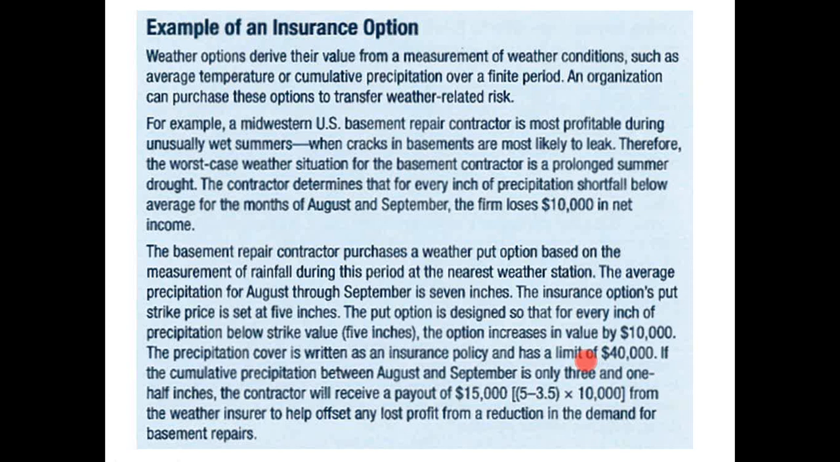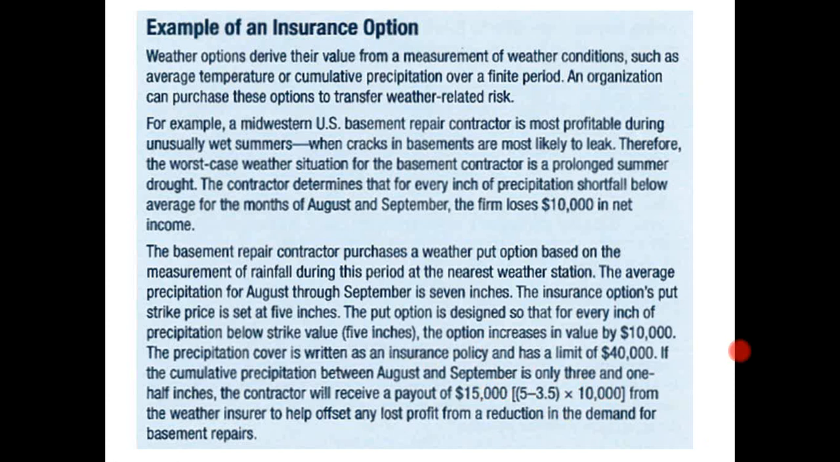The precipitation cover is written as an insurance policy and has a limit of $40,000. So it's written as an insurance policy for this derivative purpose. If cumulative precipitation between August and September is only 3 1/2 inches, the put, if we look back, is 5 inches, but it only reached 3.5. That means 1.5 inches was below. So based upon this policy, he would receive $10,000 per inch, so 1.5 times 10 is $15,000. The idea behind this is that it helps minimize the risk that he's going to lose income.